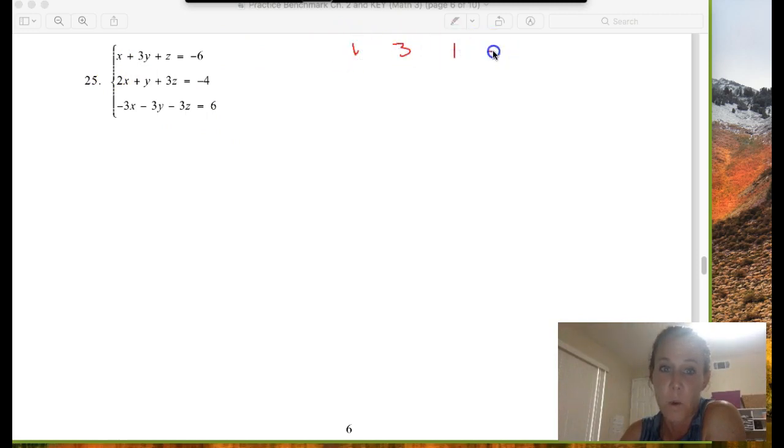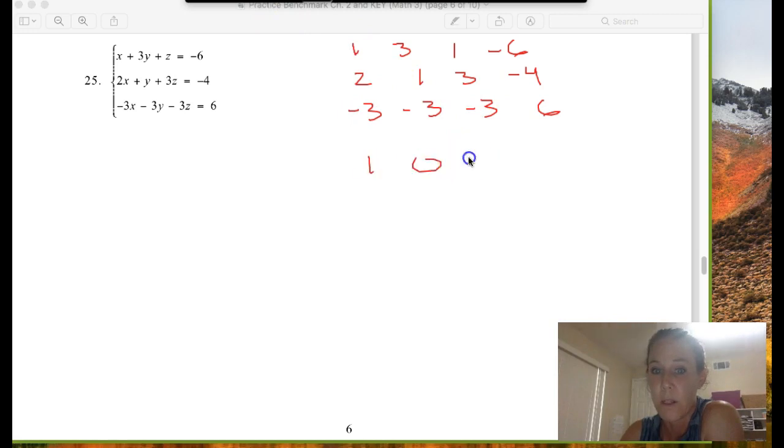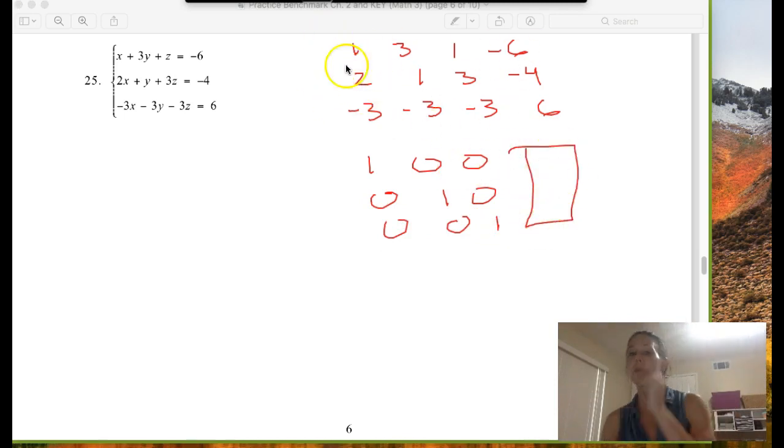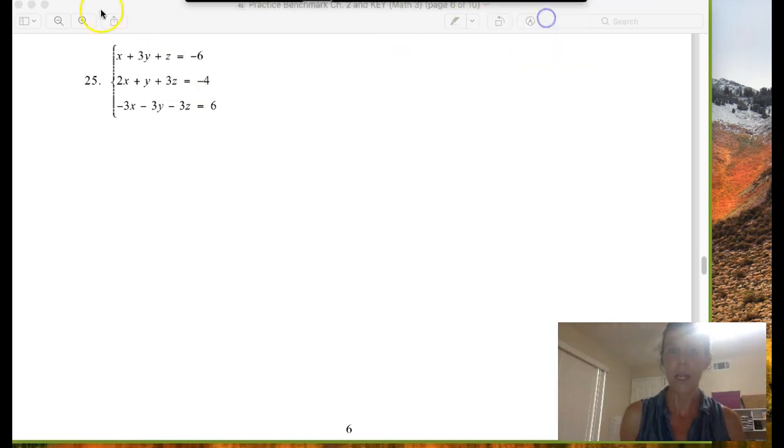1, 3, 1, negative 6, 2, 1, 3, negative 4, negative 3, negative 1, negative 3, 6. And then you're going to get into reduced row echelon form where you have 1, 0, 0, 0, 1, 0, 0, 0, 1, and then your solutions will be over here. And you can do that by switching rows, multiplying one row by anything, adding 2 rows together. All the things that you really do when you solve systems of equations, you're just doing it in matrix form. It's like shorthand form for doing this. Totally fine. Okay, if you just want to straight up use our methods, this is how I do this.